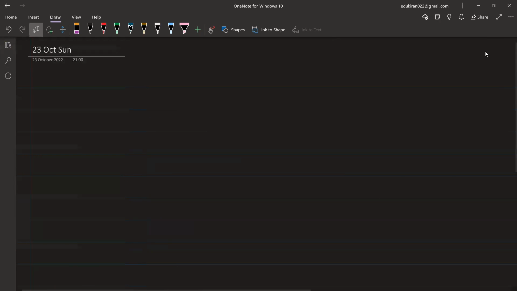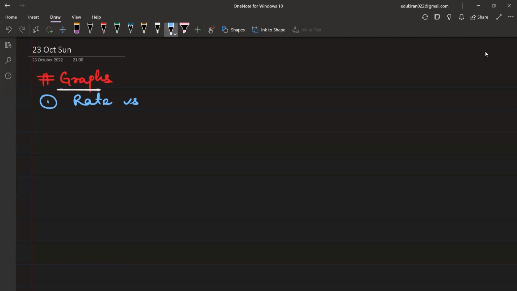Okay, now we are going to look at the graphs. Please write graphs. First of all, we are going to look at graphs for first order reaction: rate versus concentration of reactant.